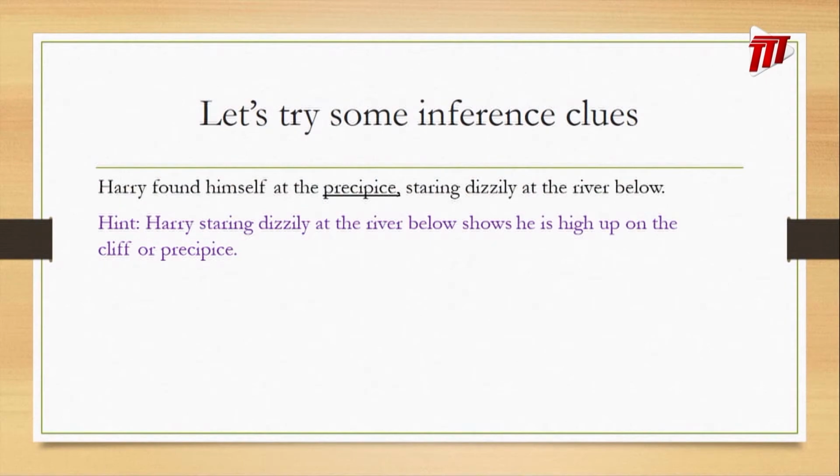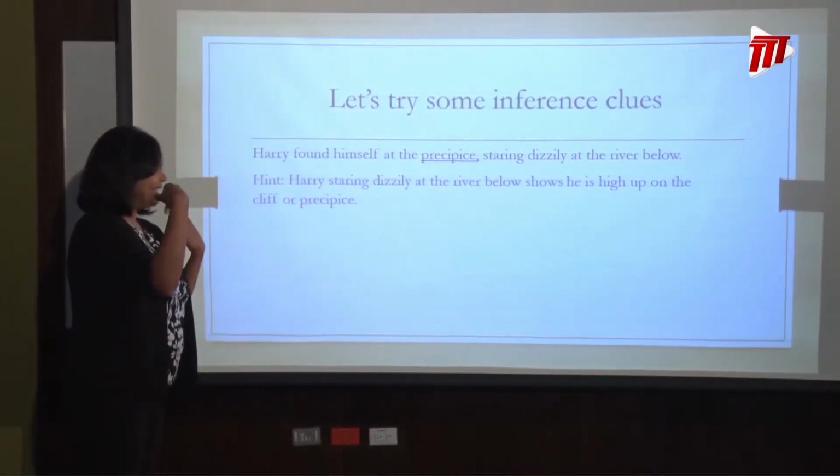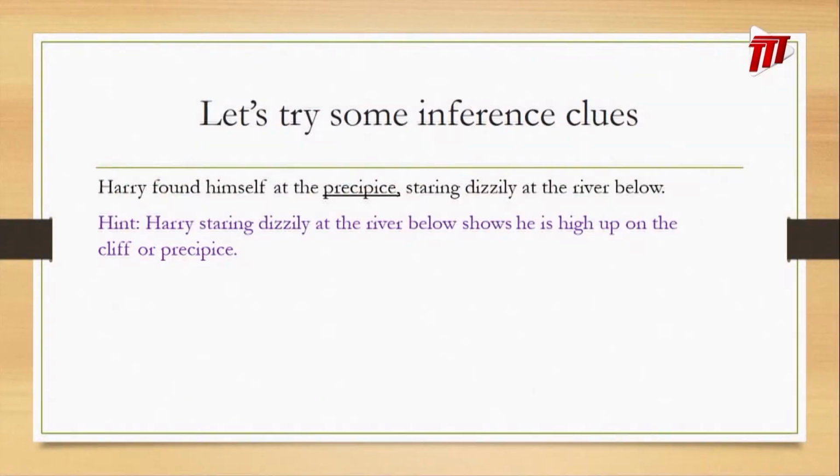He is staring dizzily at the river below. So one, he's dizzy, and there's a river below, which suggests that he's on top somewhere. And if he's staring dizzily, it also suggests that he might be very high on top somewhere. So if you had answered that precipice might mean a cliff, then you're right. A precipice is a cliff. Harry is staring dizzily at the river below, which shows he is high up on a cliff or a precipice.